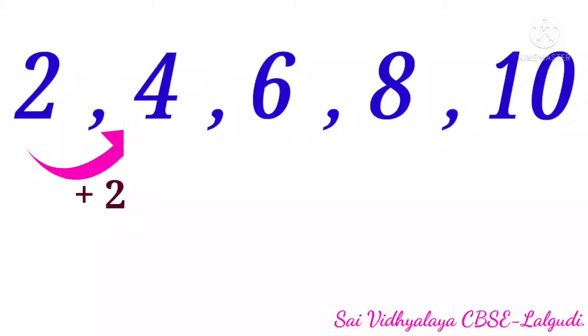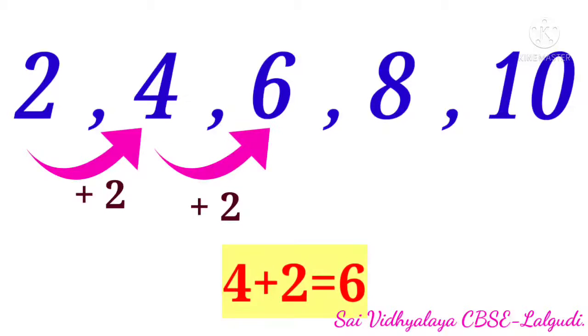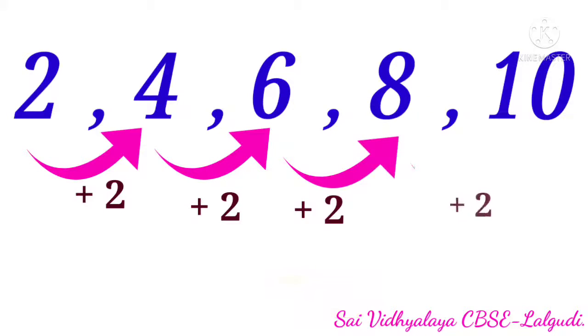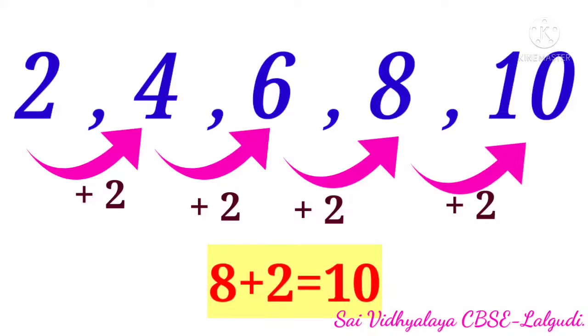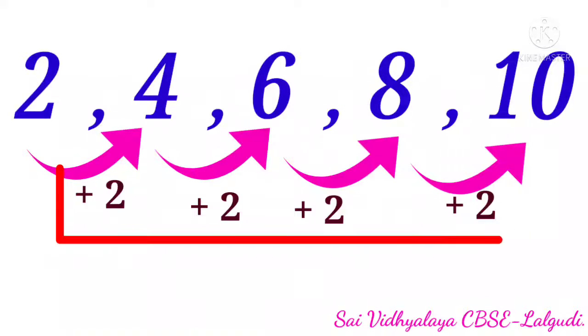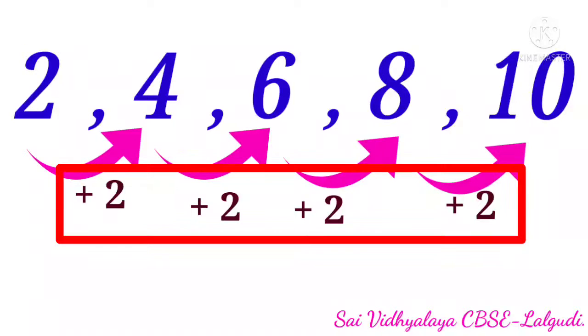Look at this. 2 plus 2 is 4. 4 plus 2 is 6. 6 plus 2 is 8. 8 plus 2 is 10. Here, we have to add number 2 repeatedly to make this pattern.